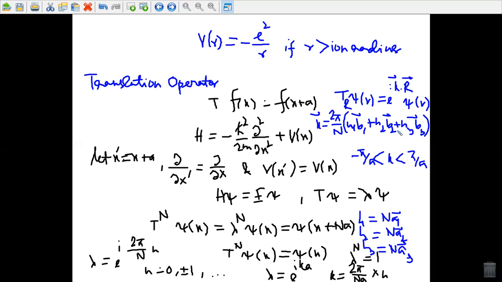We have assumed a period N for periodic boundary condition with L1 equal to Na1, L2 equal to Na2, and L3 equal to Na3. And values of n1, n2, n3 are chosen to restrict k to the first period. So these translation operators play an important role in Bloch's theorem. And Bloch's theorem eventually plays a very vital role in calculation of energy bands.